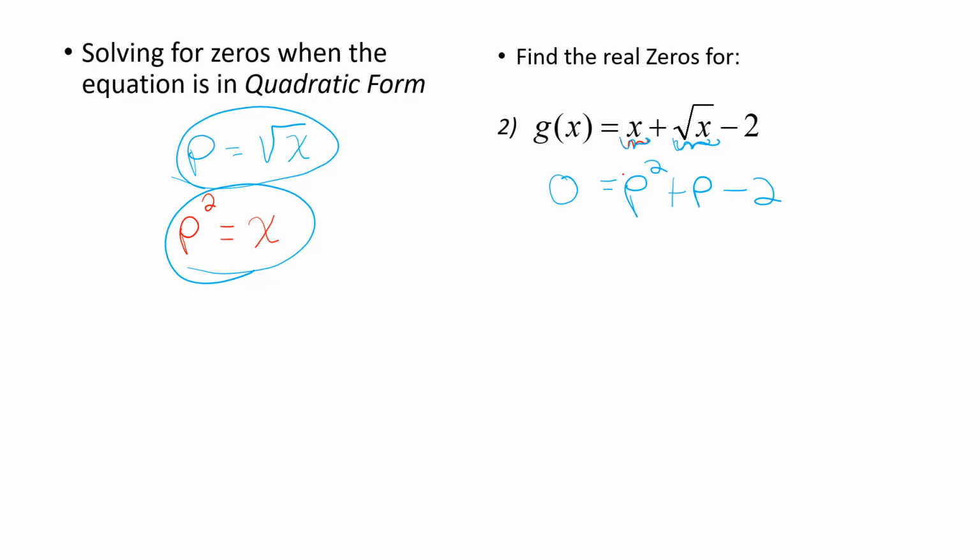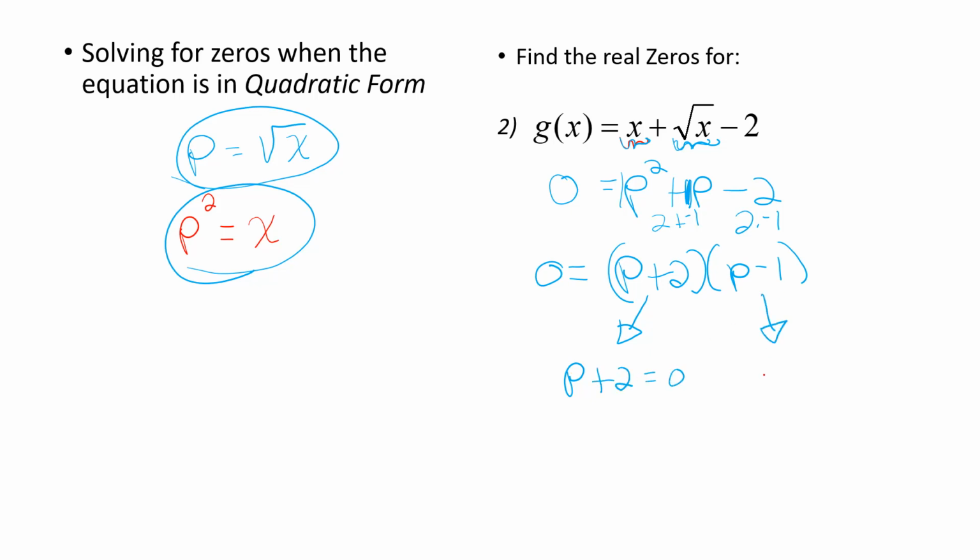Factors, we have a positive 1 out here. Factors of negative 2 that add up to the 1 right here would be 2 and negative 1. 2 times negative 1 is negative 2, and 2 plus negative 1 is the 1 in front of the p. So this will factor into p plus 2 times p minus 1. Now, since we factored it and we have two factors equal to 0, we can set each equal to 0. So p plus 2 equals 0, and p minus 1 equals 0.